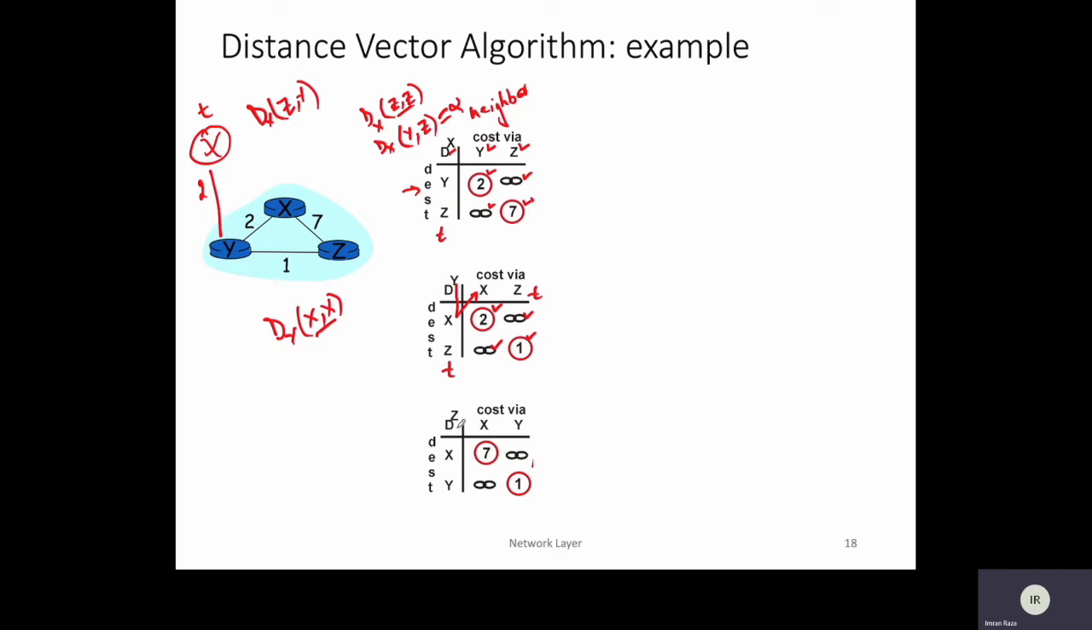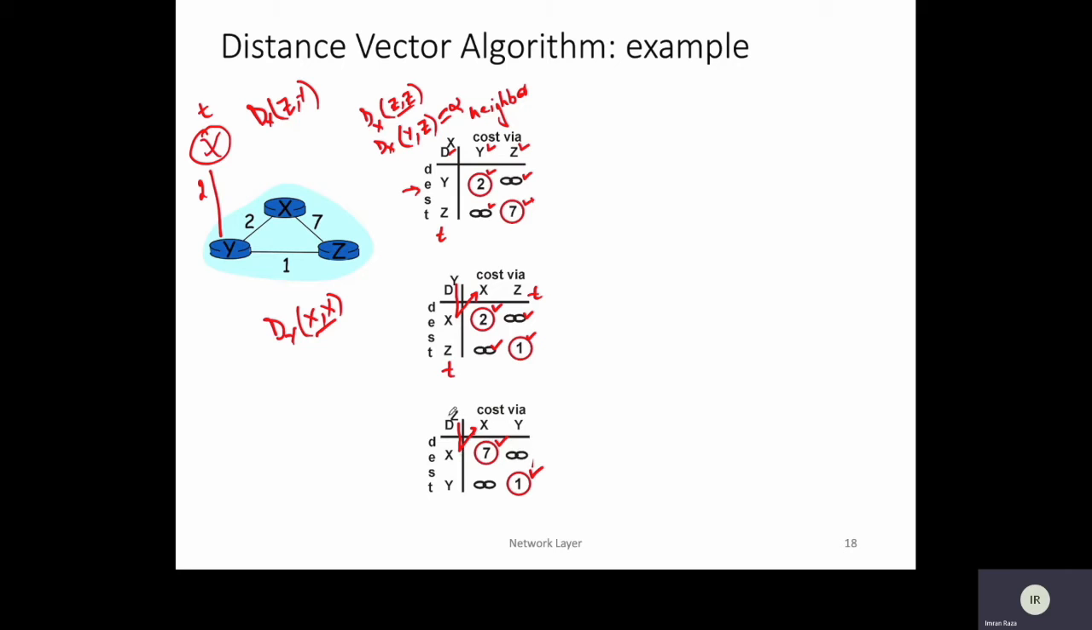And similarly, we have the table of z. So what is the least cost to reach from z to x via x? Z to x via x means x being the direct neighbor of z, to x via x is 7. So adjacent node known, so right. Then what's the cost to reach from z to y via y? Z to y via y, again the direct neighbor, the cost is known, 1.